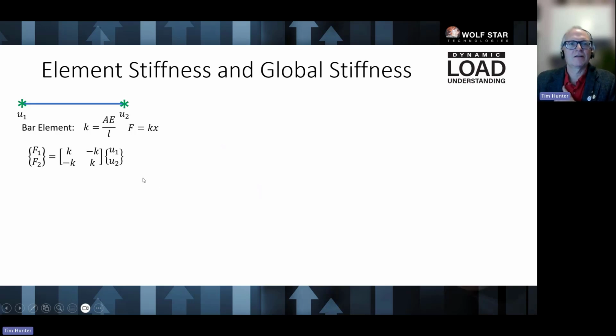Very elemental formulation for FEA. The whole idea is that you're going to put forces on your structure here, and you're going to solve for displacements, and you do that by inverting that stiffness matrix, right? So that's just for one element.